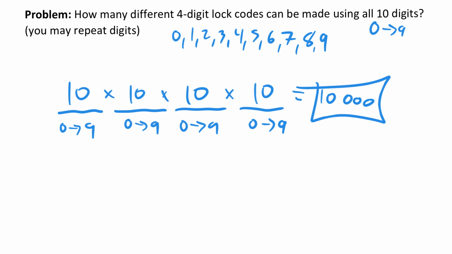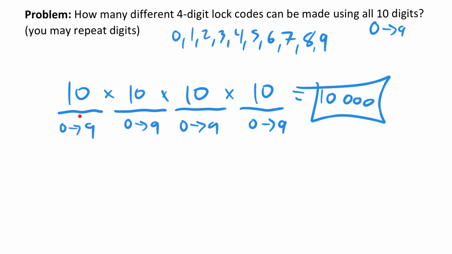And that is indeed the number of ways we could do this. We have 10,000 different combinations, different codes that we could use for our phone. And the way we come up with that is by finding the amount for each digit and then multiplying them together. This is sometimes called the multiplication method or even the multiplication principle.